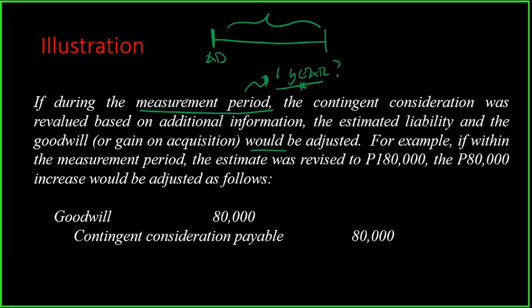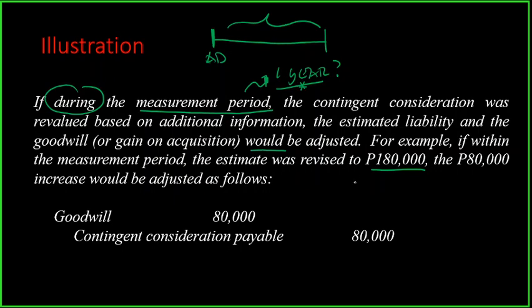So it says, if during the measurement period the contingent consideration was revalued based on additional information, you have to make certain adjustments. So, for example, if within the measurement period, the estimate was revised to 180,000.